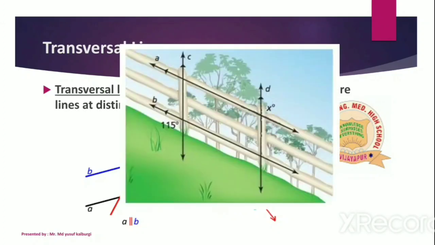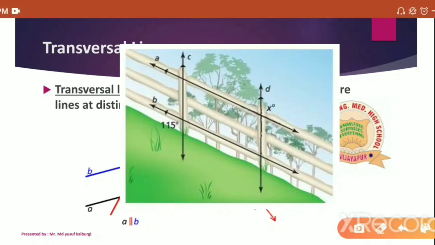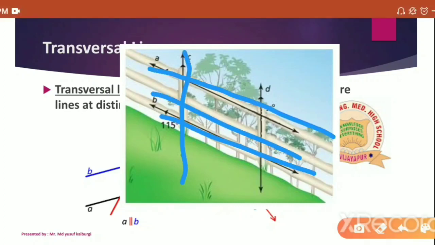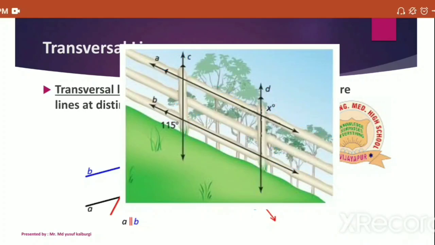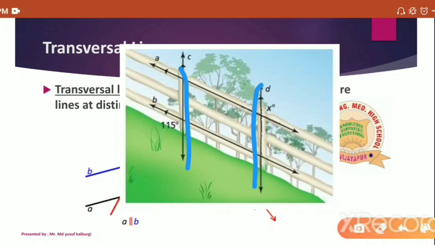The next example, you might have seen at the bridges, these barricades will be there. There also you can see that there are parallel lines which have been intersected by a transversal line. These lines are called transversal lines. These are transversal lines which are cutting parallel lines. See, here there are three parallel lines, right?